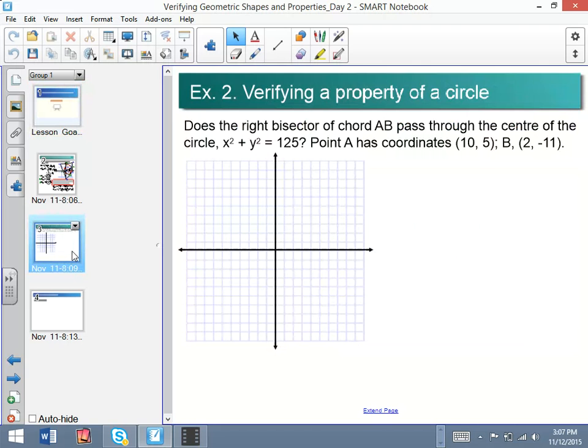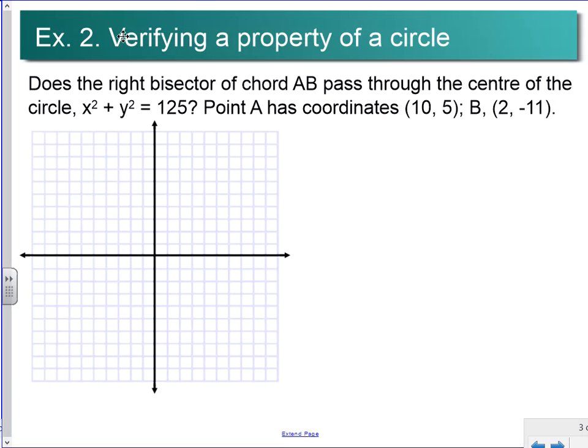So here we go with this one. You're being asked if the right bisector, otherwise called a perpendicular bisector, of the chord AB, does it pass through the center of the circle? Okay, so there's an equation of a circle with a particular radius, and we have some coordinates.